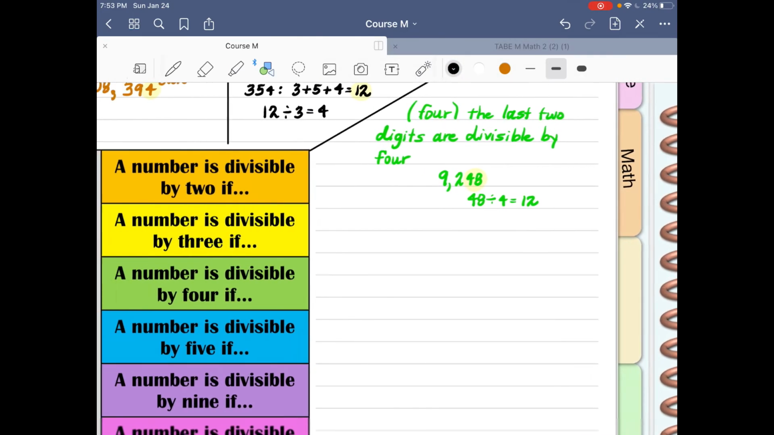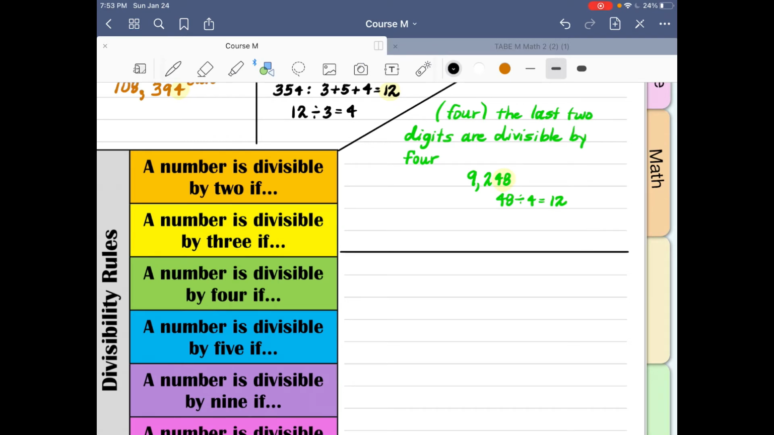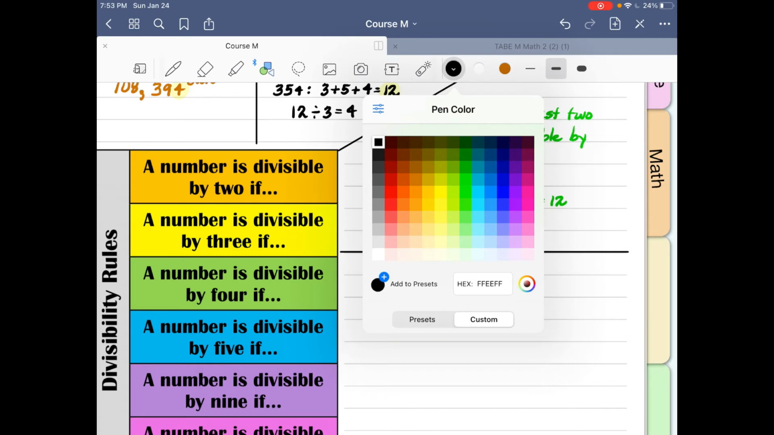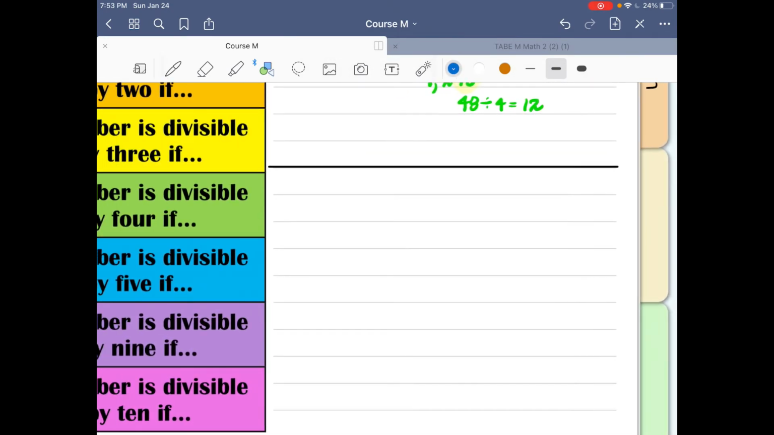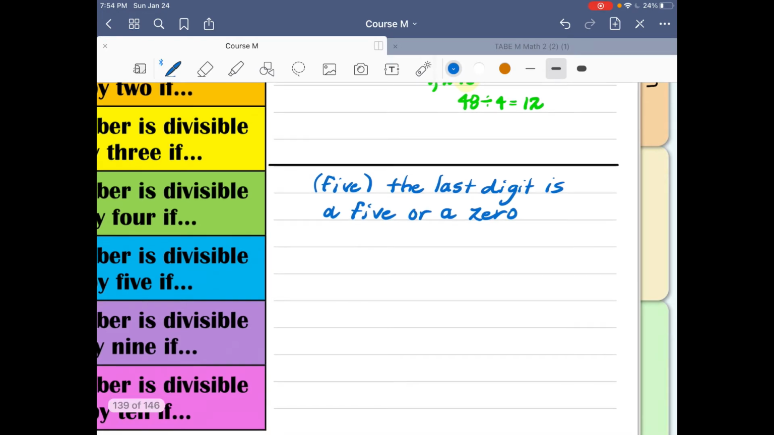Okay, moving on. The 5 is one of the easier divisibility rules. A number is divisible by 5 in one of 2 situations. You may already even know this one. If you work with money, this one is a little bit easier to remember. If the last digit is a 5 or a 0, for example, 3,675, that ends in a 5, so you can divide the entire number by 5.